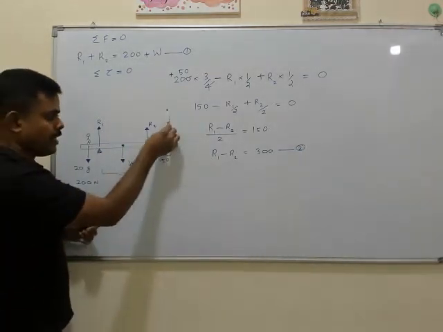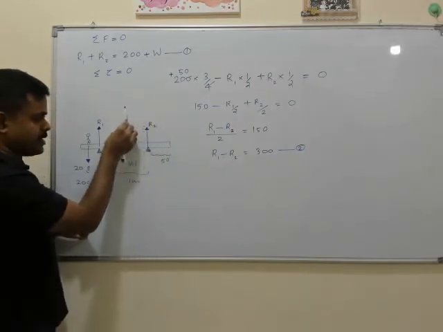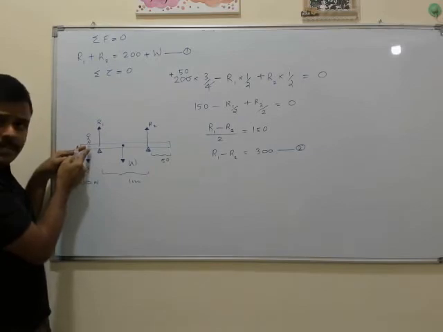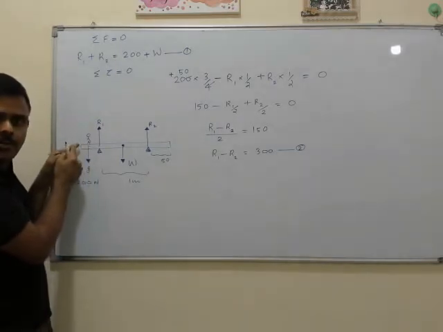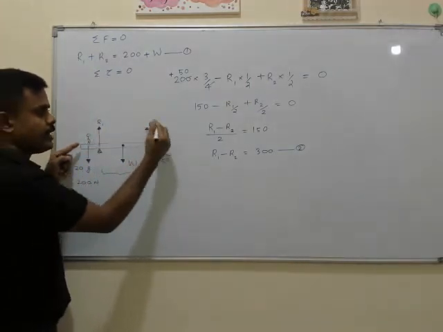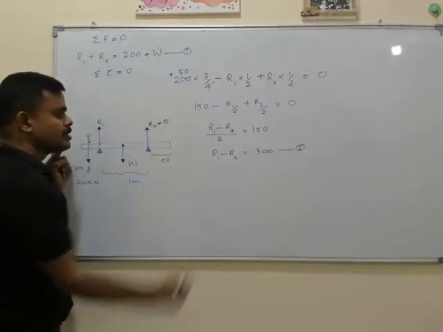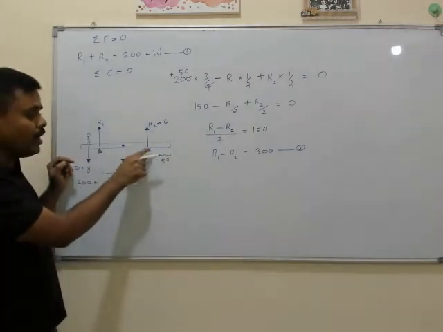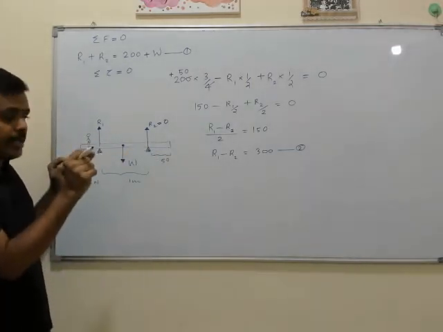Okay? She keeps walking like this, and she reaches this point. If she crosses beyond this point, what happens? This will come off, right? When it comes off, the normal reaction becomes what? 0. So, the critical condition is that the normal reaction on the second wedge should be equal to 0.